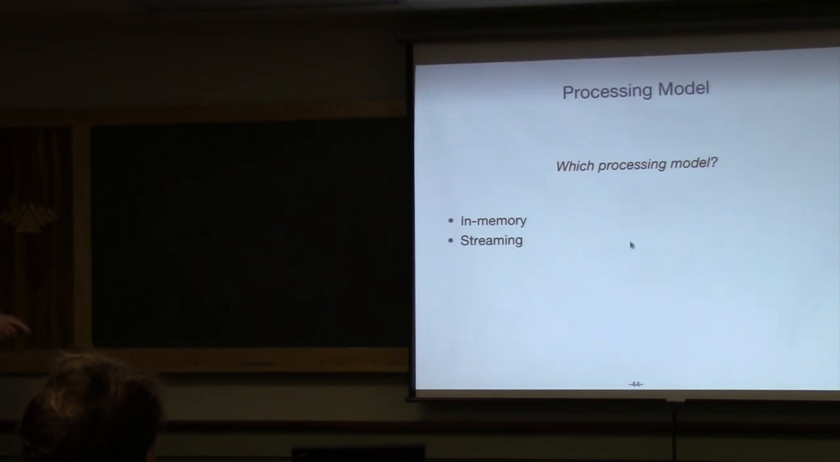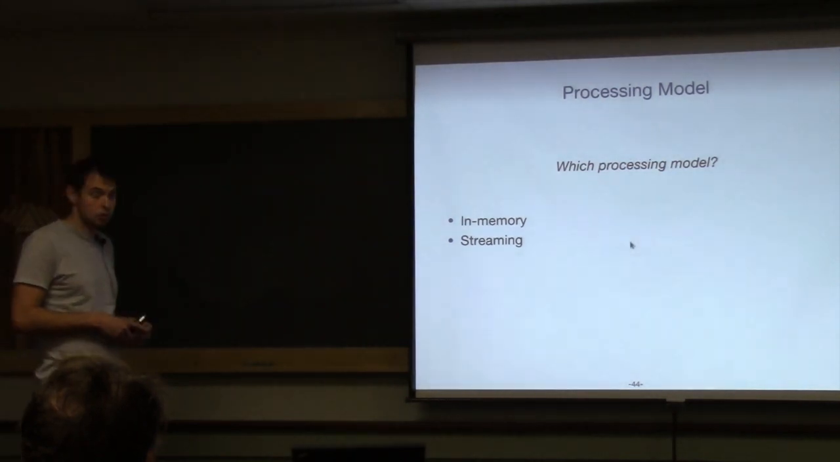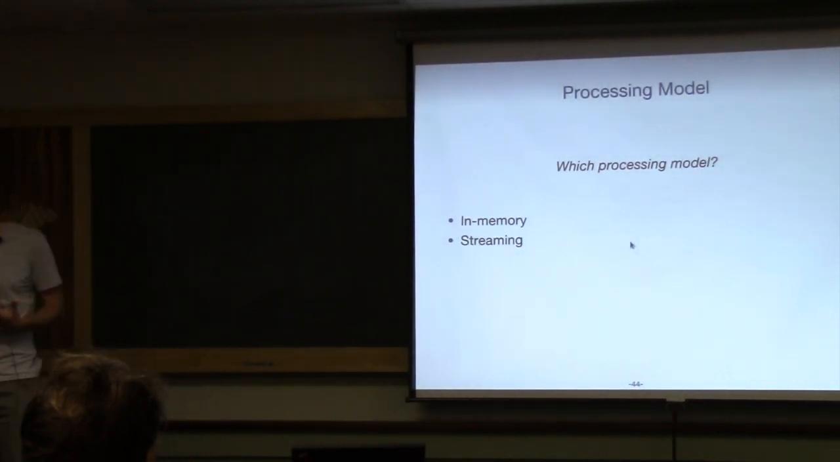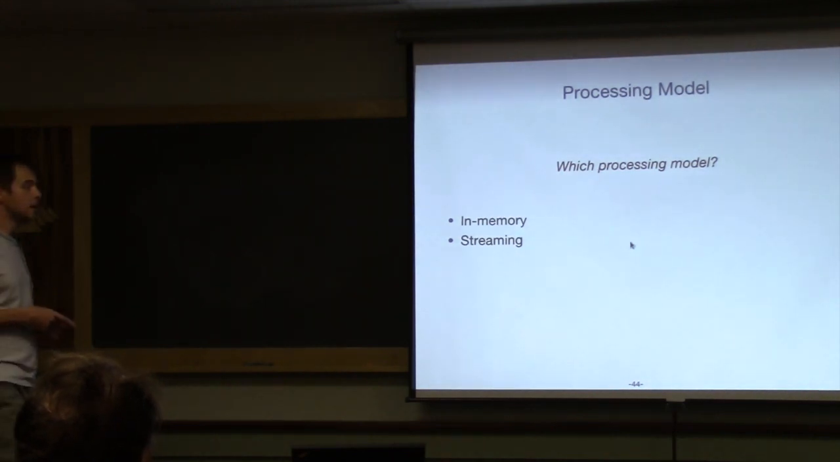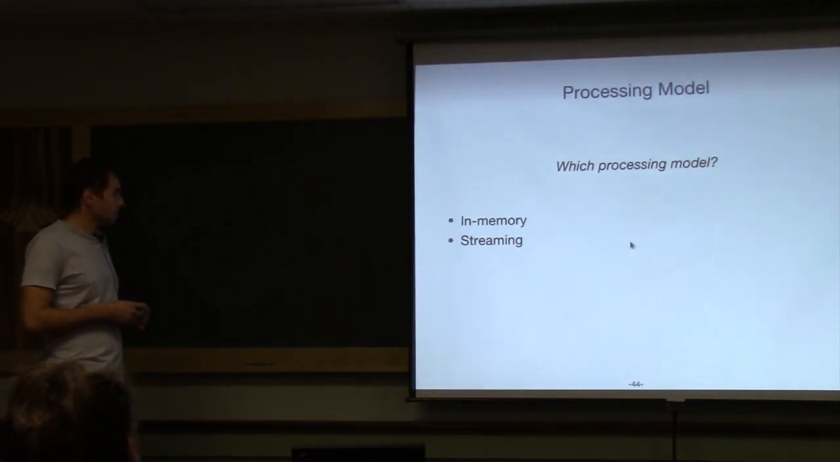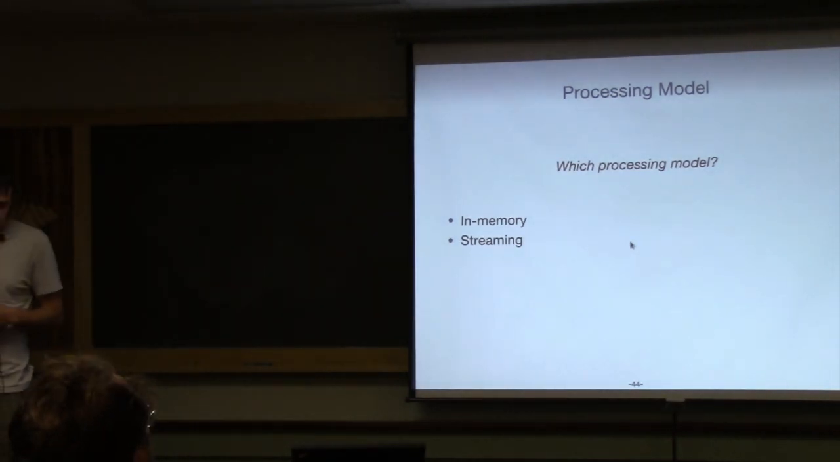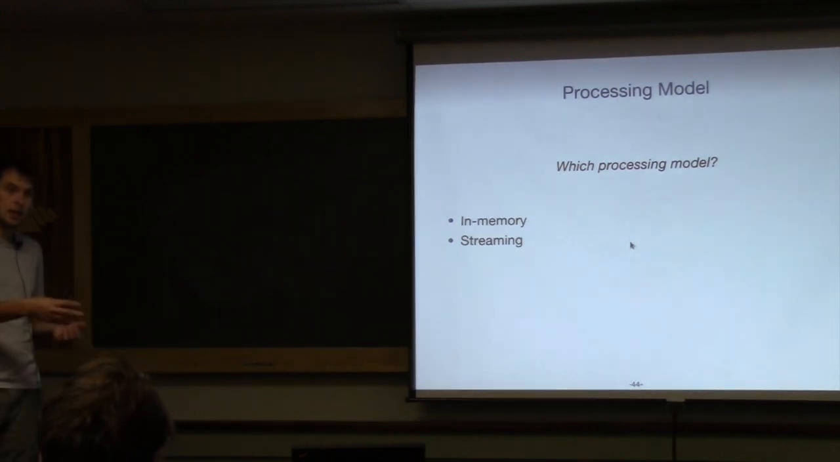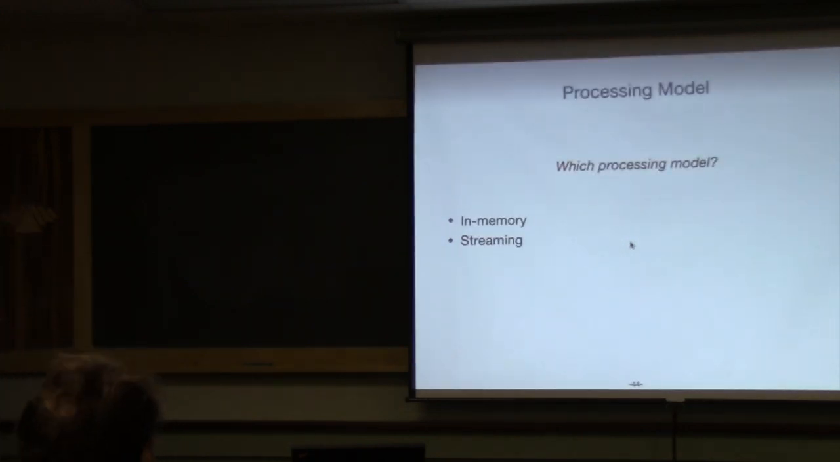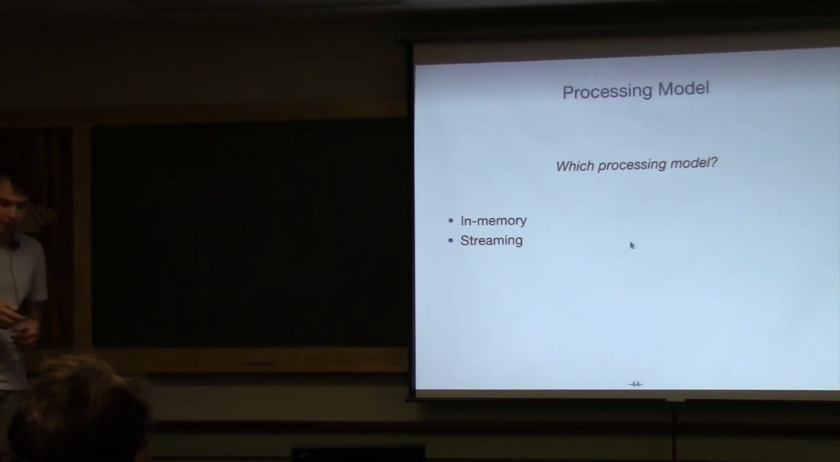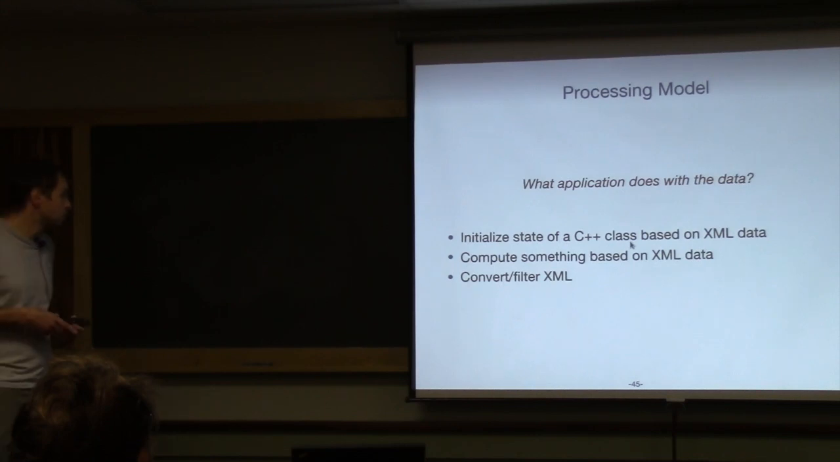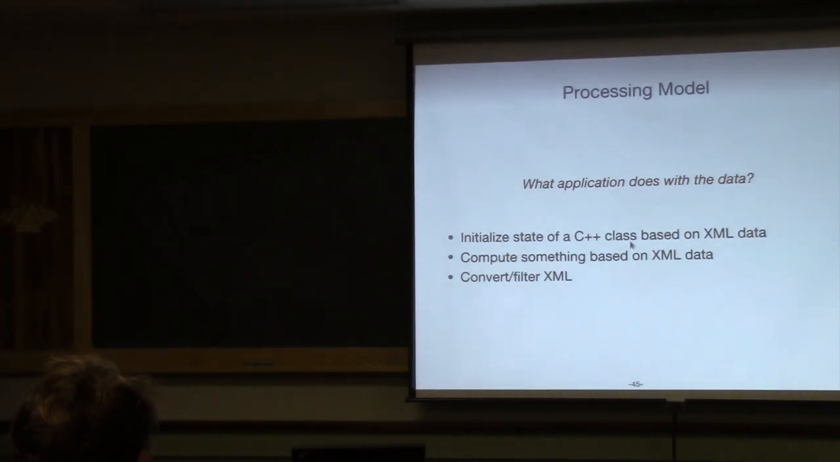Okay, so we are trying to decide which processing model we should use. And remember, the two choices are essentially in-memory and streaming. Well, there's kind of a hybrid model in between. This question is actually a bit harder to answer. To answer it, we need to understand what a typical application actually does with the data stored in XML. You'd probably imagine that things are quite a lot less typical here. But let's just try to write a list and see how we go.